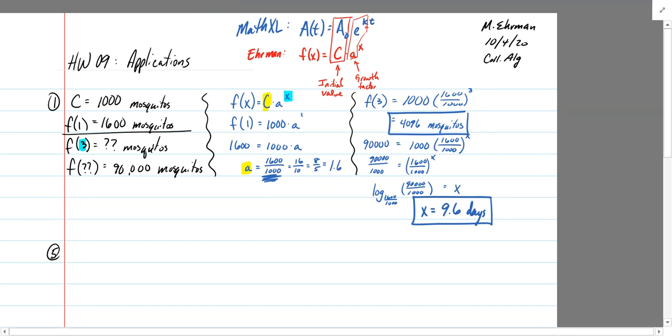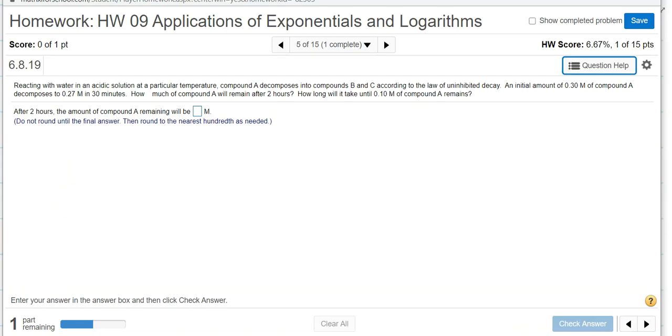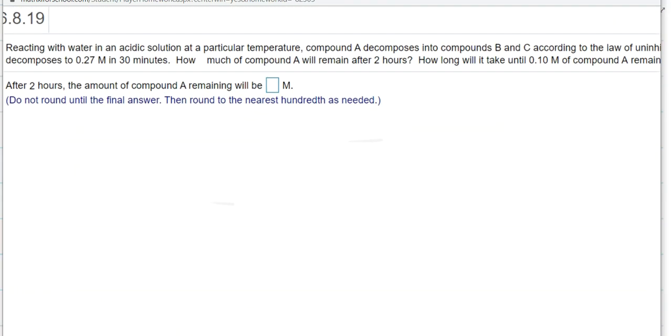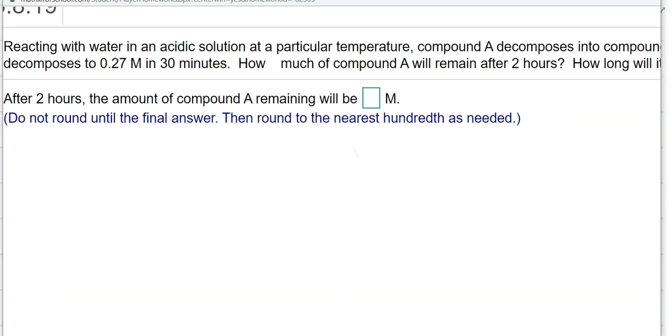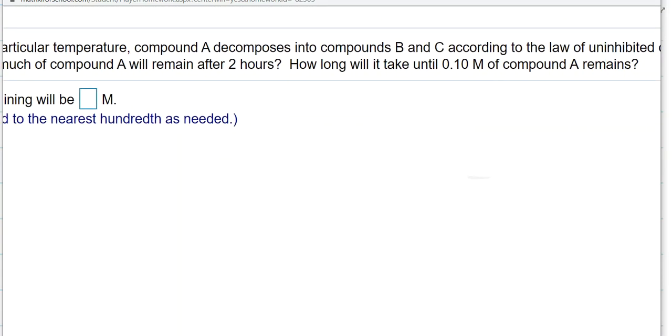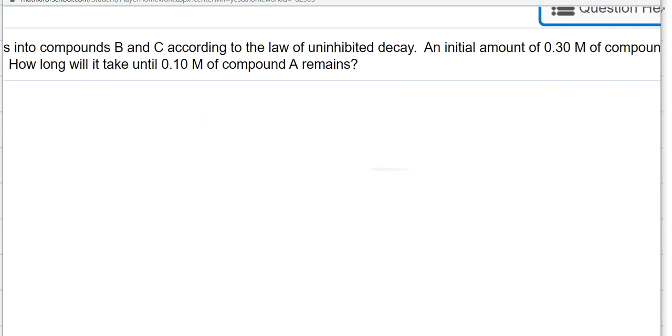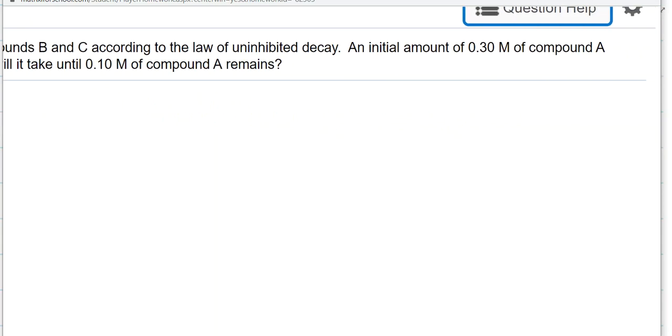Hello, in this video I'm going to work through another application problem from homework number 9 on MathXL. This one happens to be number 5, and number 5 looks something like this. When reacting with water in an acidic solution at a particular temperature, compound A decomposes into compounds B and C according to the law of uninhibited decay.